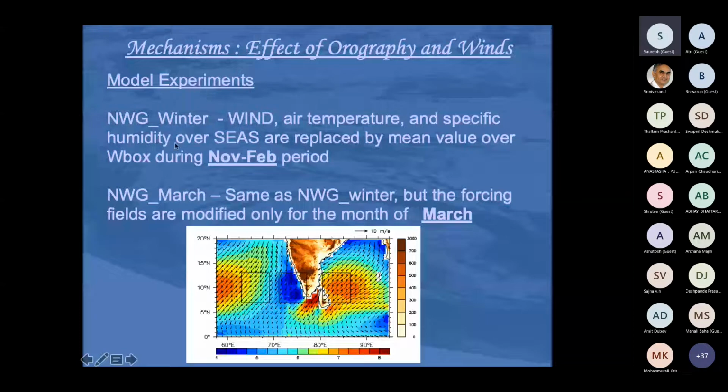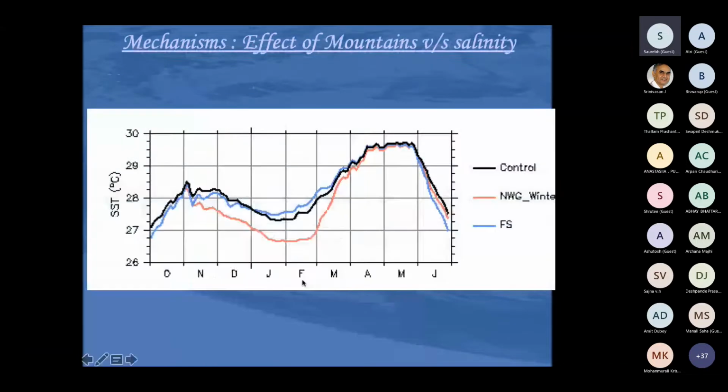So we carry out these additional experiments. One of them is called no Western Ghats winter, which means that winds, air temperature, and specific humidity over the southeastern Arabian Sea are replaced by mean value over the western box. That is this region, which is apparently unaffected by the mountains during the November-February period when the warm pool formation happens. Okay, so now what we're doing is we are killing the effect of the mountain to see whether the warm pool forms or not.